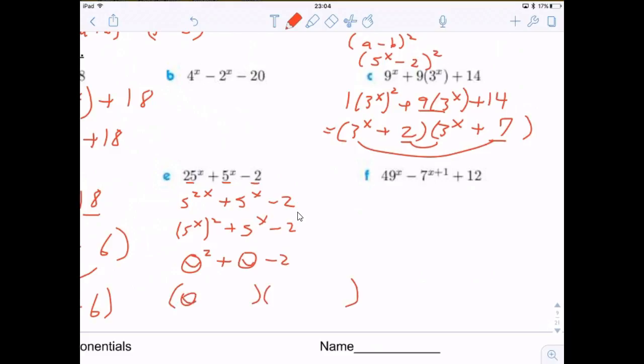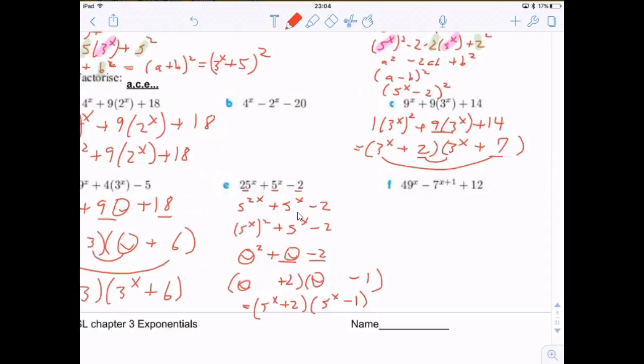It would factor into +2 and -1, right? If we multiply +2 and -1, it gives us -2. If we do the inside, 2 happy face minus 1 happy face is indeed 1 happy face, so that worked out. So we're going to replace back the happy face with 5 to the x, so our answer is 5 to the x plus 2 times 5 to the x minus 1. Okay, and that's it for this page.